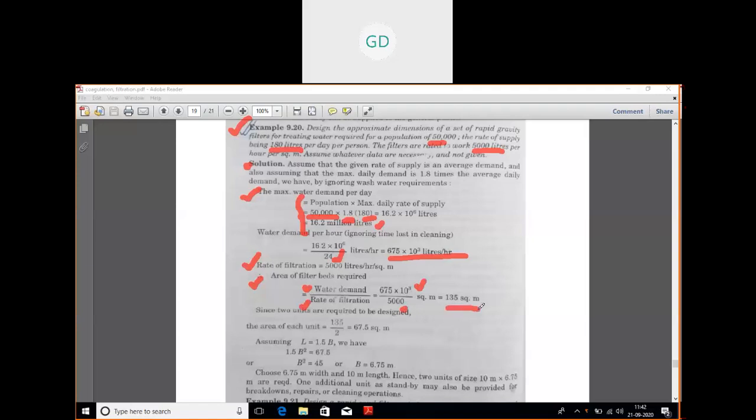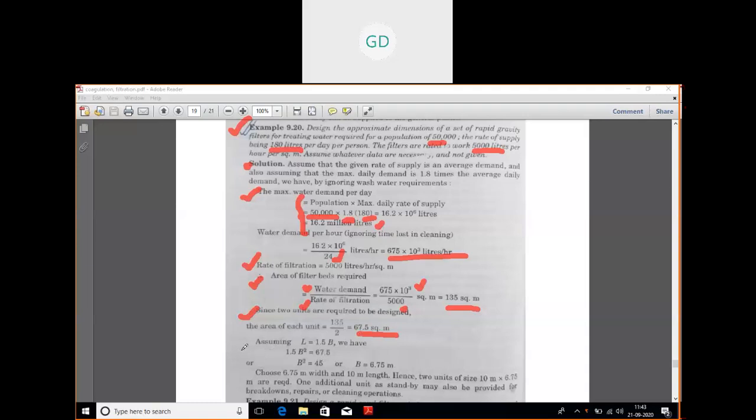Here it is given that you need to design two units. Since two units are required, the area is divided by 2. In the slow sand filter, 5 units were to be designed so it was divided by 5; now 2 units are required, so you divide by 2 and get the area for each filter as 67.5 square meter.